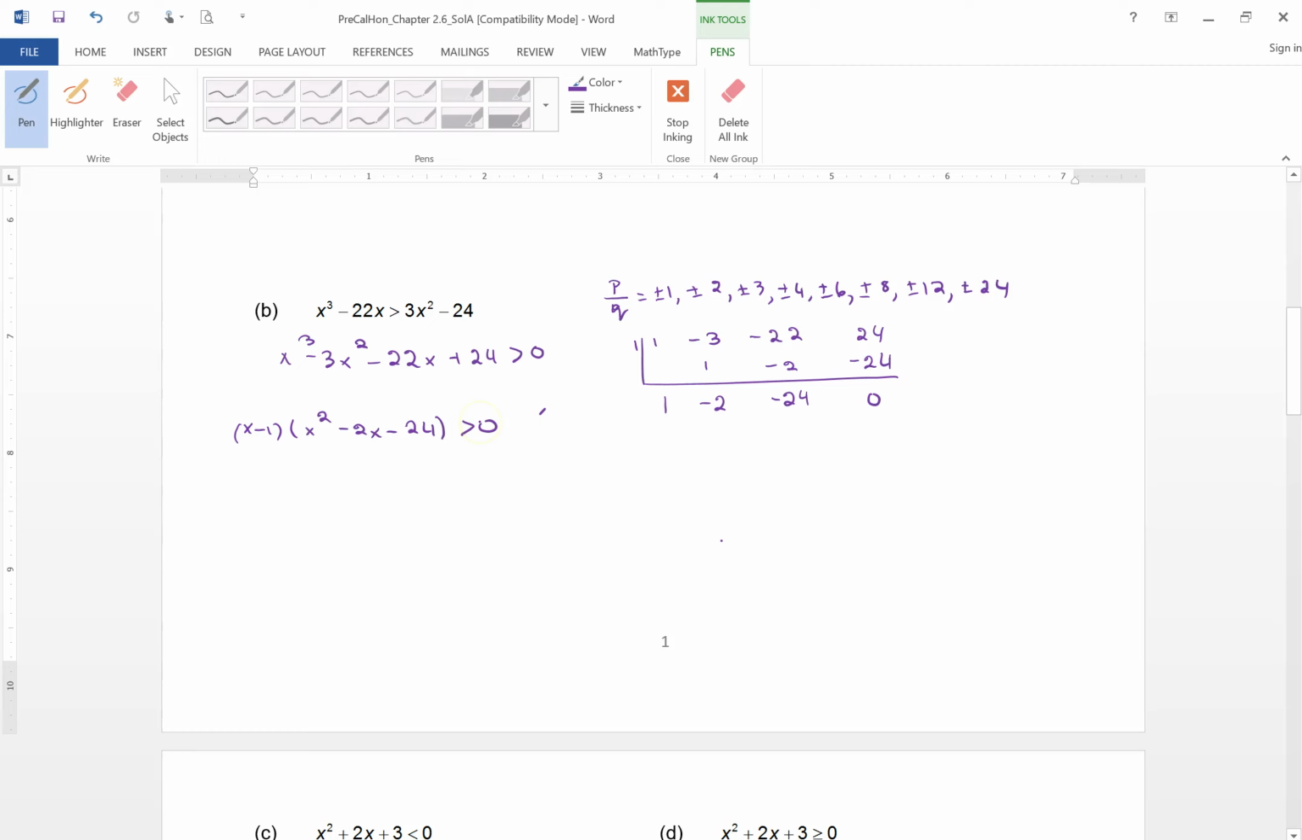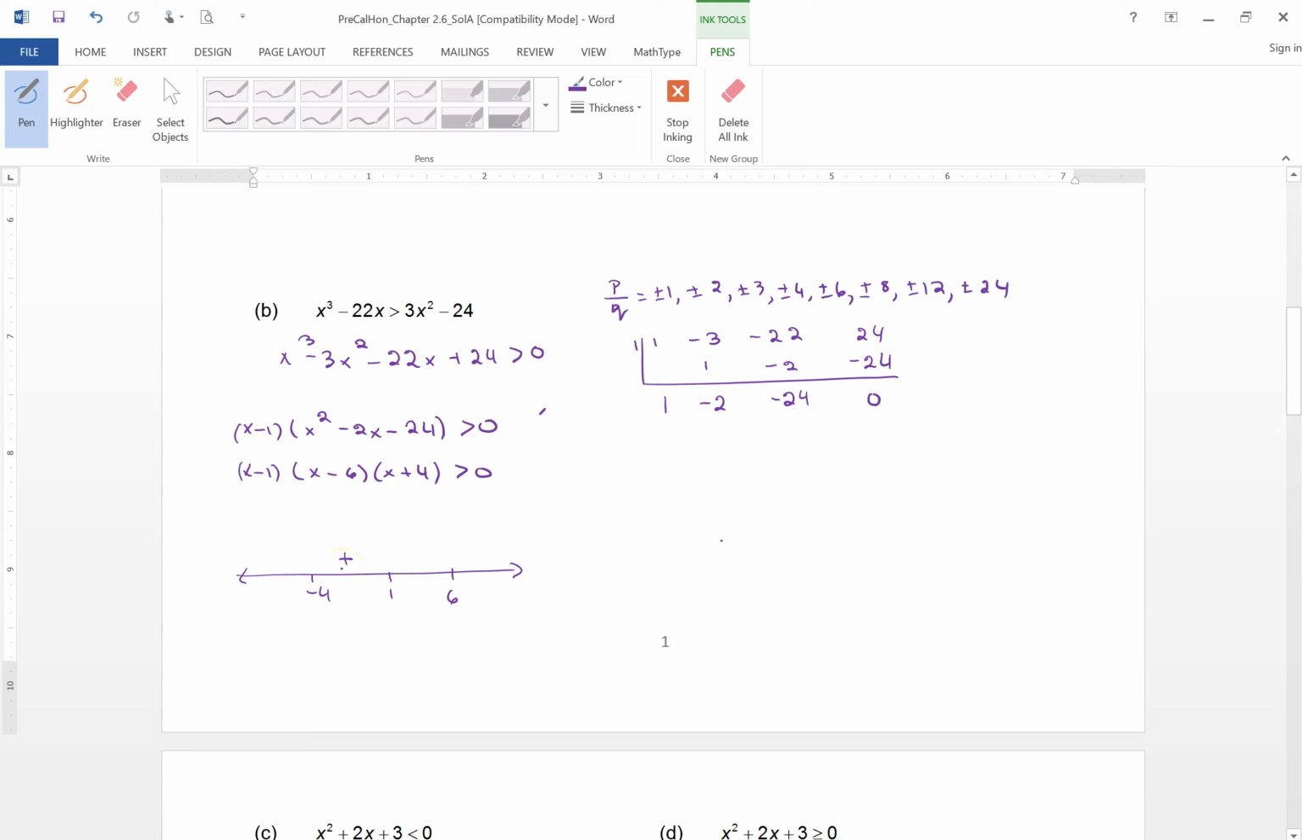All right? That can be factored: (x minus 1)(x minus 6)(x plus 4) is greater than 0. Now, I can put negative 4 here, and 1, and 6. Testing values, here is an easy interval. Between negative 4 and 1, I get 0, right? If I put 0 here, I get a positive value.